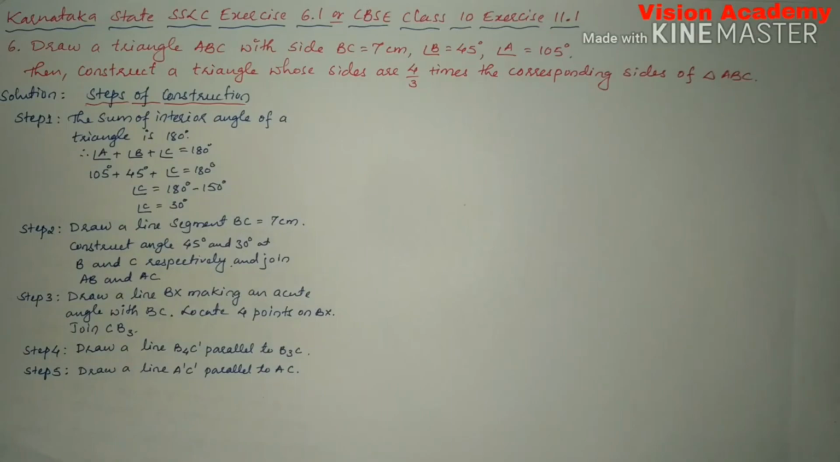Then construct a triangle whose sides are 4 by 3 times the corresponding sides of triangle ABC. Now let us find the solution for the given problem. Here we will write the steps of construction.